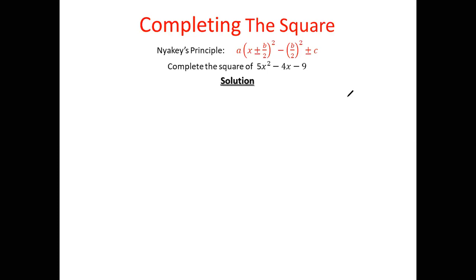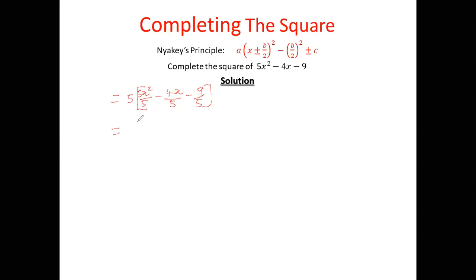We have 5x squared minus 4x minus 9. So quickly, we know that the coefficient of x squared is positive 5, which does not qualify for us to complete the square. So what do we do? We take out the 5. We bring a square bracket, then we say 5x squared divided by 5, minus 4x divided by 5, minus 9 divided by 5. Now we go on to the next level.